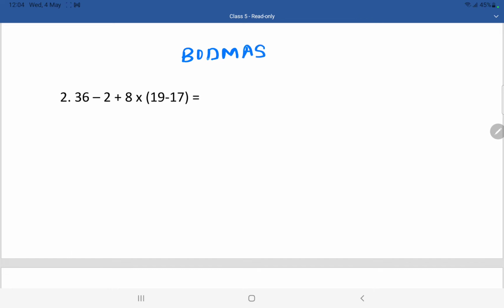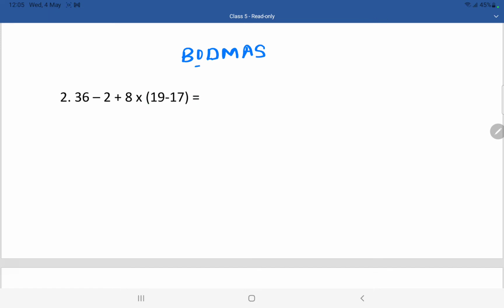I am writing BODMAS. First, do I have brackets here? Yes, I have brackets here. So these are the brackets. What is 19 minus? Children, one thing I want to tell. In the brackets, whatever symbol might be, first you need to solve the brackets. In that brackets also you should follow the same order. Okay, first in the brackets I have a bracket here. This one I have a bracket here, right?